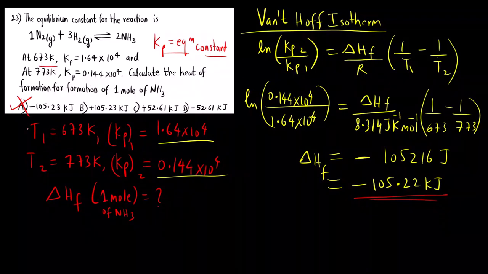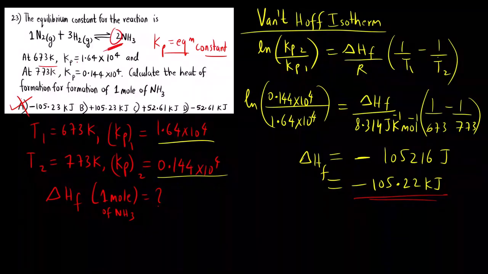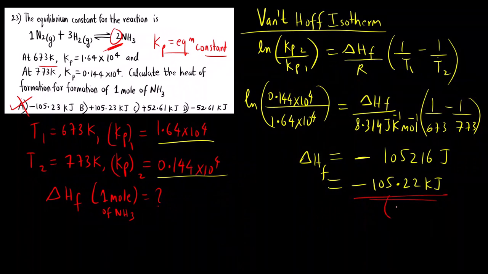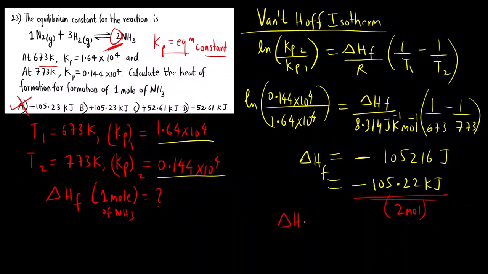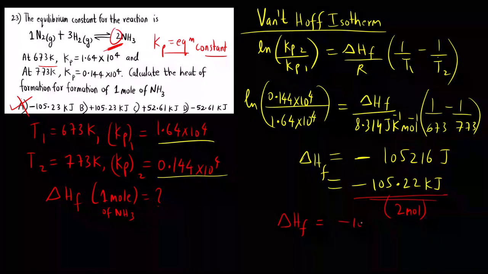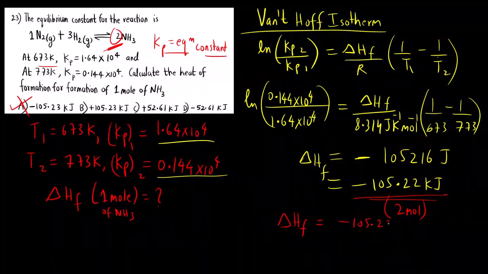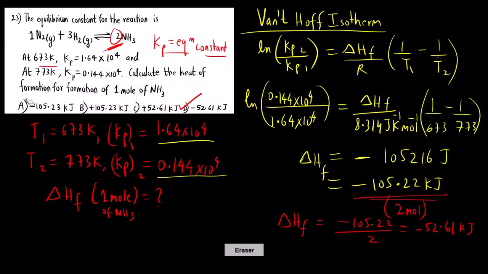And if you have read this answer and marked the option as A, that is going to be incorrect. Why? Because in the reaction, you can see there are 2 moles of ammonia that are formed. So this is for 2 moles of ammonia. We want it for 1 mole of ammonia. So we will divide this by 2. Divided by 2, this will be minus 52.61 kilojoule. Correct answer is option D, and not option A.